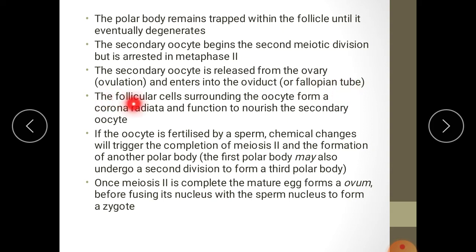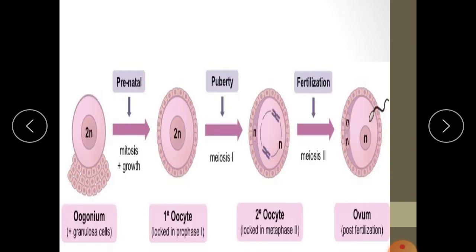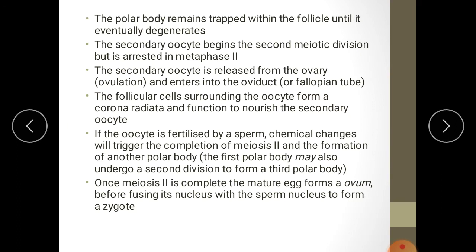In human beings, the follicular cells surrounding the oocyte form a corona radiata and function to nourish the secondary oocyte. So these follicular cells form corona radiata and they nourish the ovum present at the center.